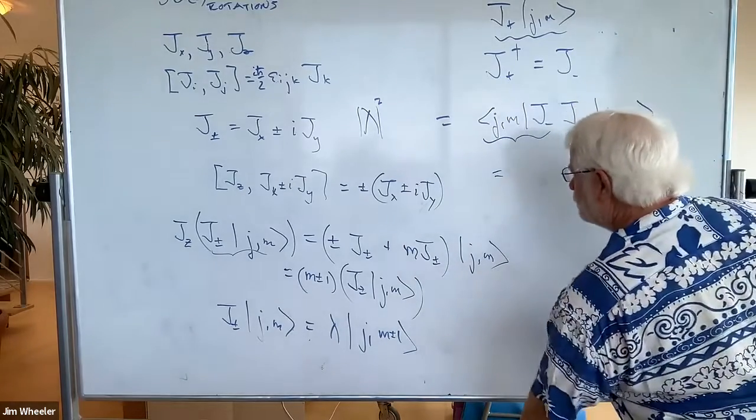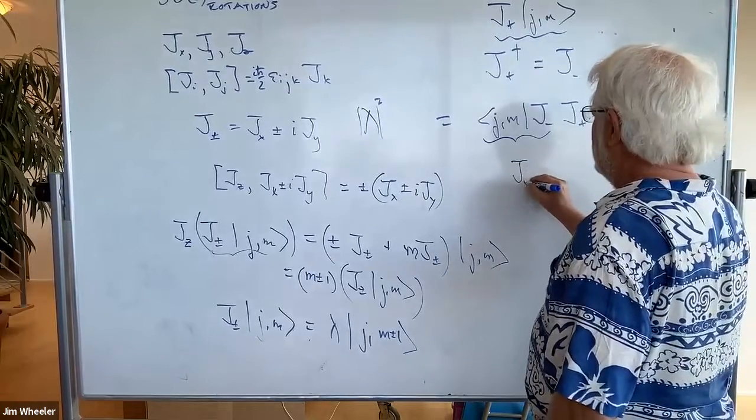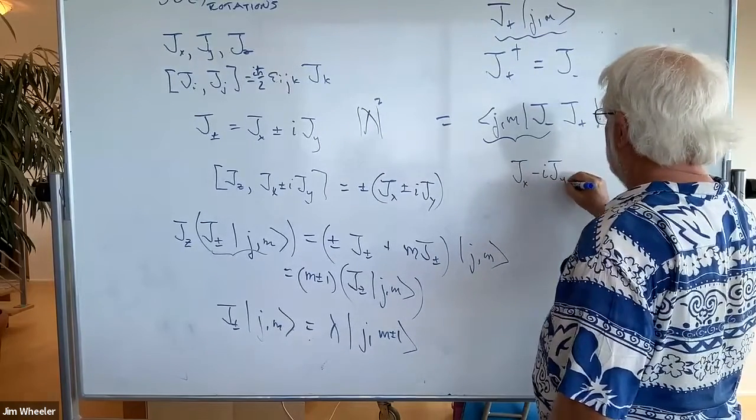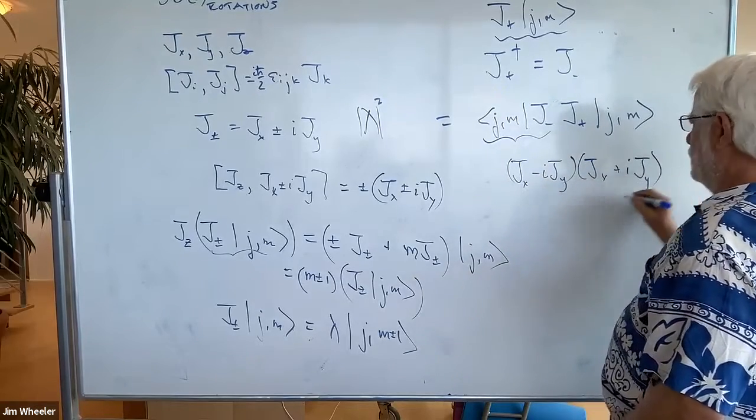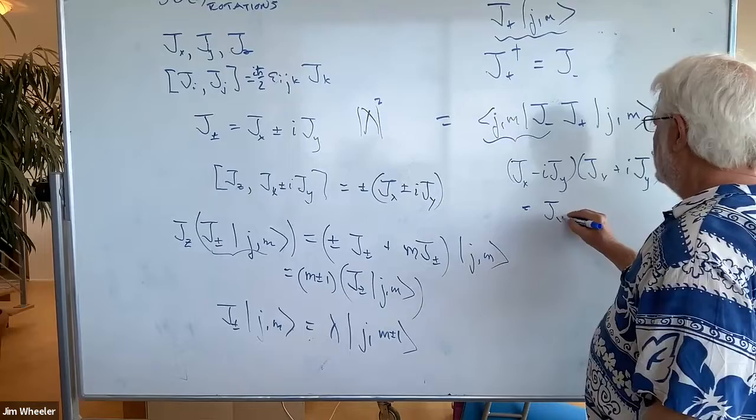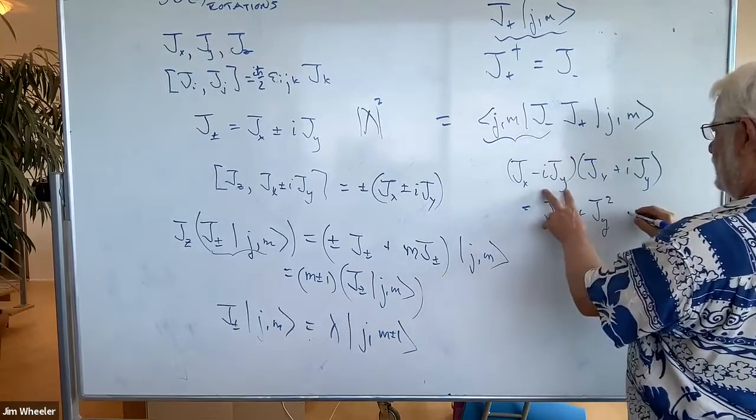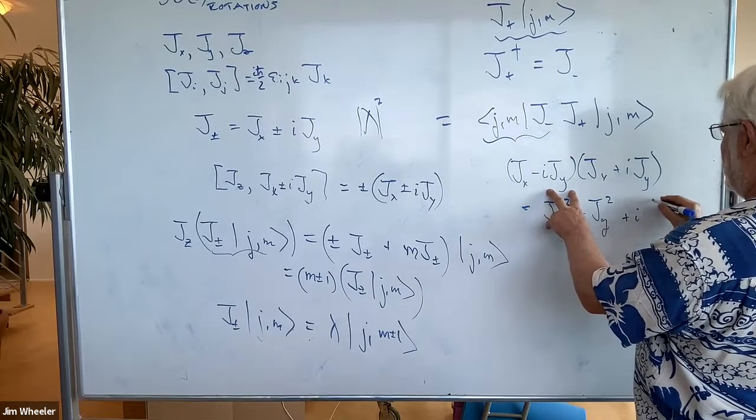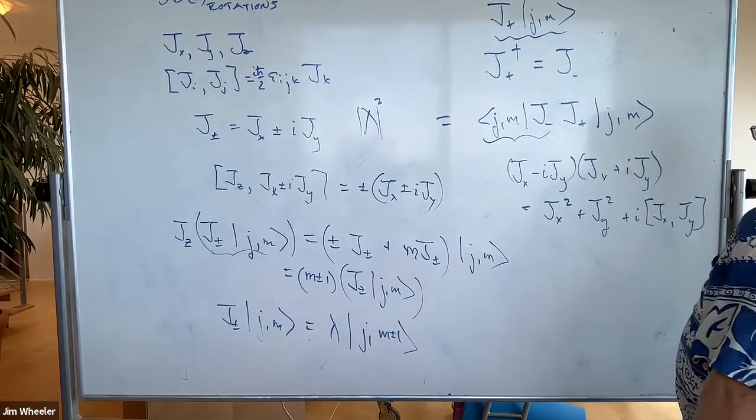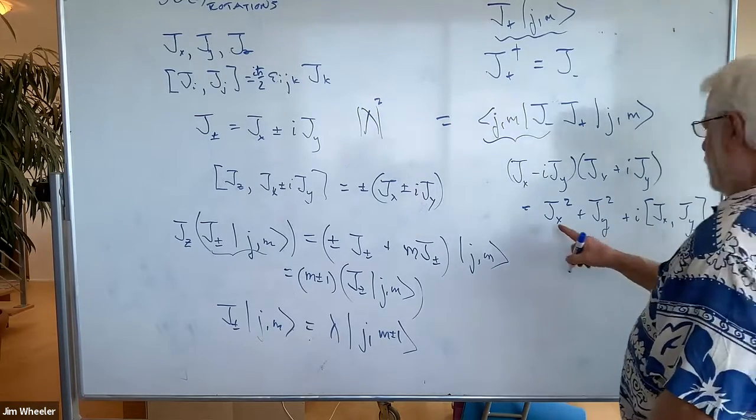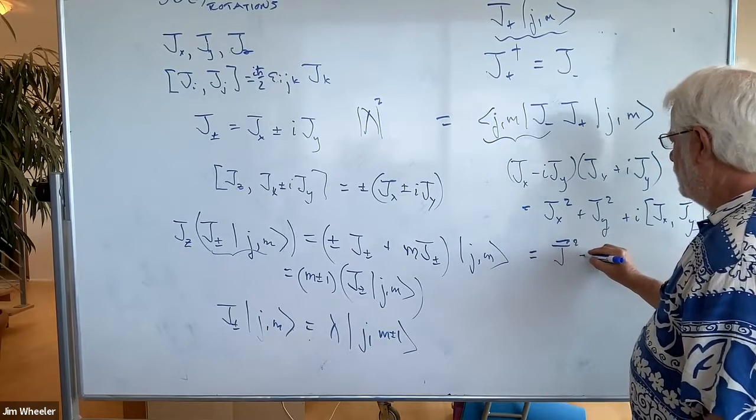J plus or minus is Jx minus iJy times Jx plus iJy. That is Jx squared, then we get a Jy squared, and then we get i times the commutator of Jx with Jy. Jx squared plus Jy squared I can write as the total J squared minus Jz squared.